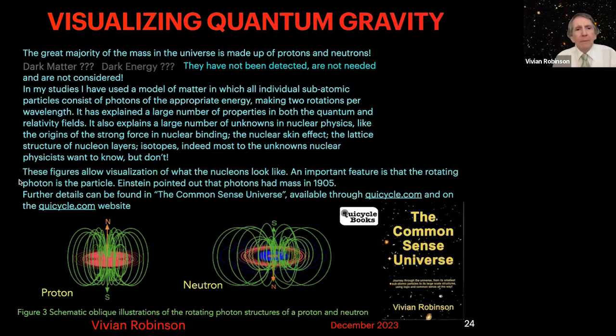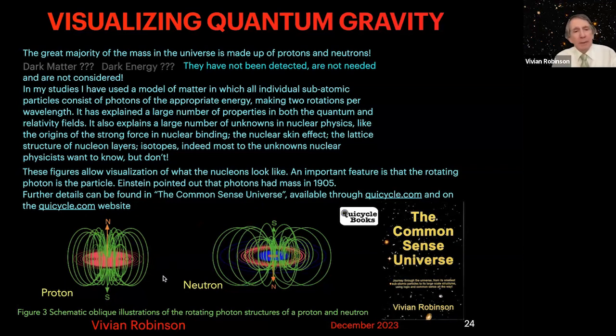These figures are visualizations of what nucleons look like. An important feature is that the rotating photon is the particle. Einstein pointed out that photons had mass in 1905. That is what gives these particles their mass. Now, further details can be found in this book on Common Sense Universe, which I have compiled. It's available through Quicycle.com and from the Quicycle website.